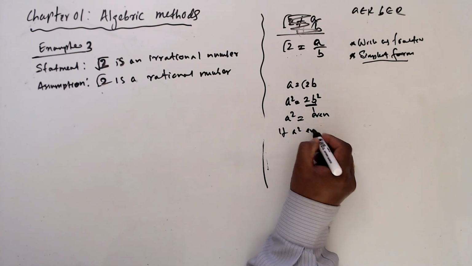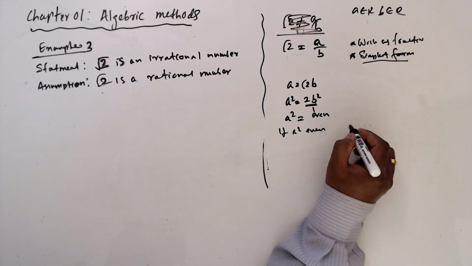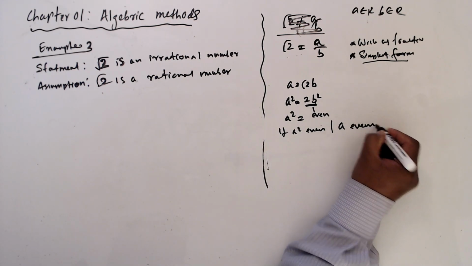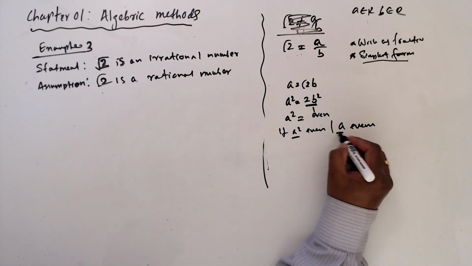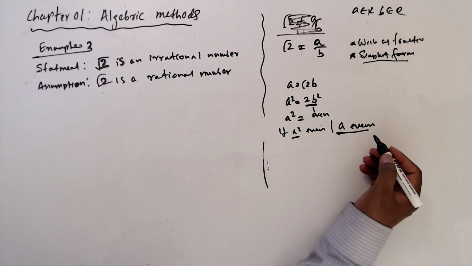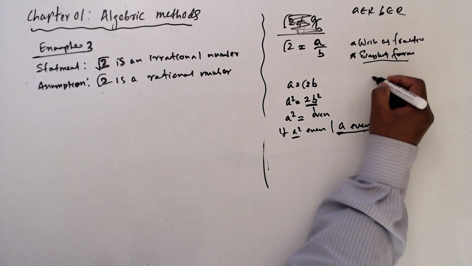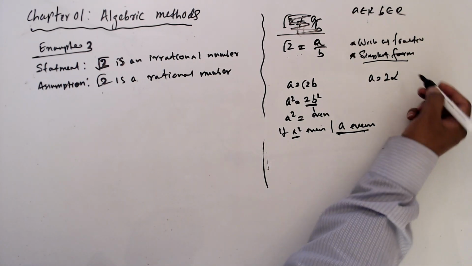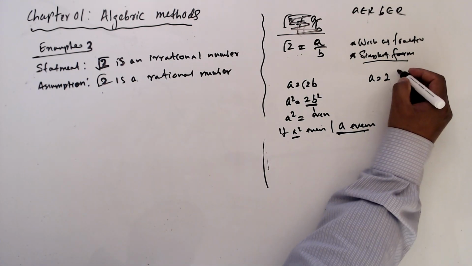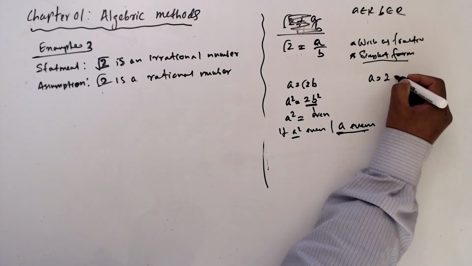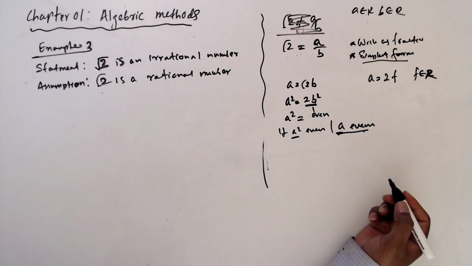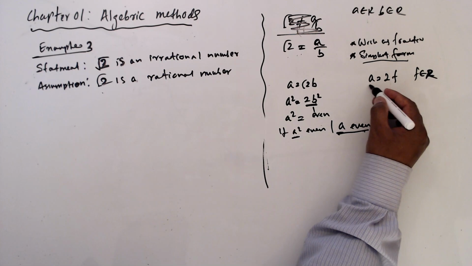If a square is even, then what can you tell about a? A is also even. From example 2 we discussed, if a square is even, a is even. Any number that is even, I can write a equal to 2 times f, f another number in the real numbers. I tell that a is 2f.